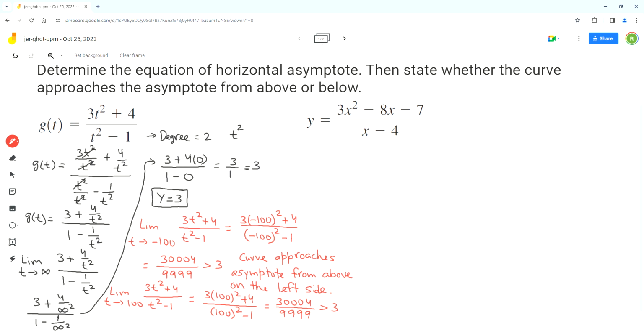So we can conclude the curve approaches the asymptote from above on the right side.